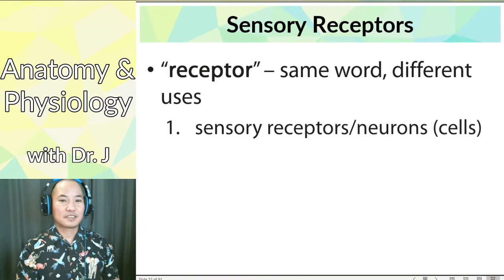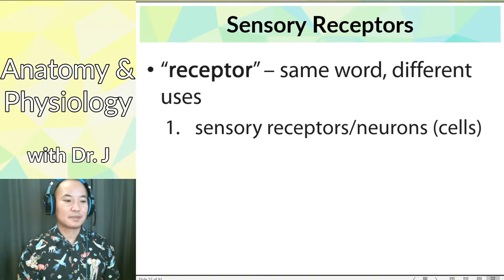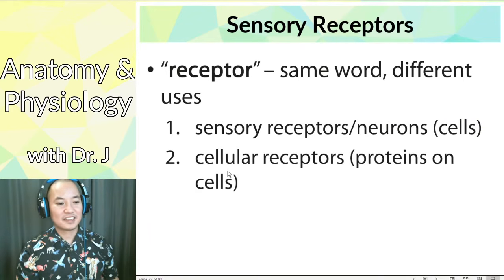In this chapter, and for the rest of the semester, we'll typically be talking about sensory receptors in terms of cells. When you hear the term sensory receptors, we're typically referring to neurons, to cells. So there are receptor cells and there are cellular receptors. When you hear cellular receptors, we're typically talking about proteins that are in or on cells, like cell membrane receptors that detect chemicals, or nuclear receptors or cytosolic receptors that also detect chemicals. So it's either talking about cells or it's talking about proteins.